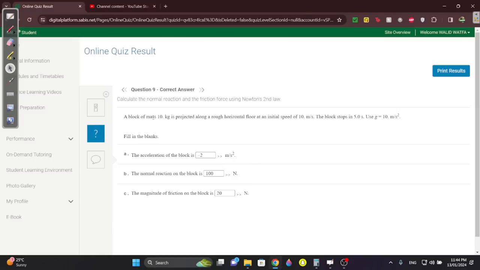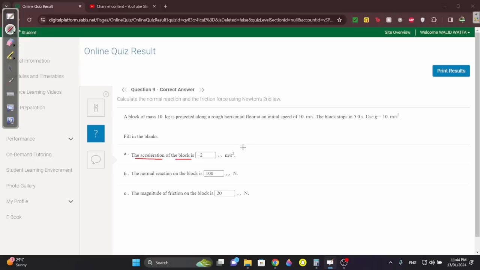A block of mass 10 kilograms is projected along a rough horizontal surface at an initial speed of 10 meters per second. The block stops in 5 seconds. Use g is 10 meters per second squared. They want the acceleration of the block.